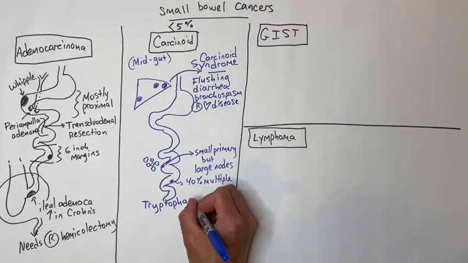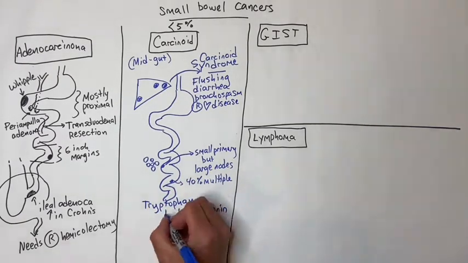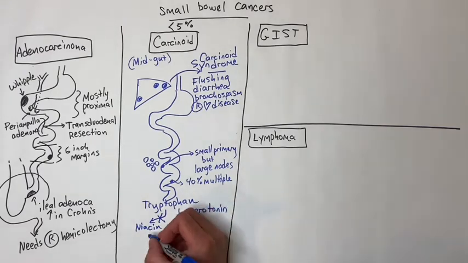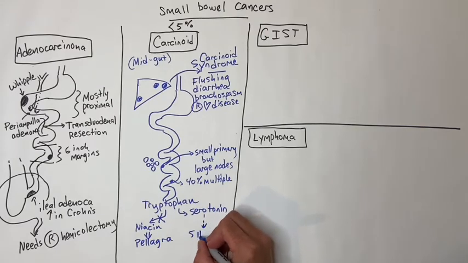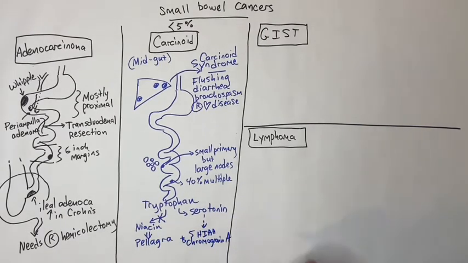Carcinoid syndrome can cause pellagra, which is dermatitis, diarrhea, and dementia, due to tryptophan being diverted to serotonin production and away from niacin production. The best test for carcinoid is the urinary 5-HIAA level, which is a breakdown product of serotonin, and serum chromogranin A. The best imaging test is now a PET DOTATATE scan, which has replaced the octreotide scan.